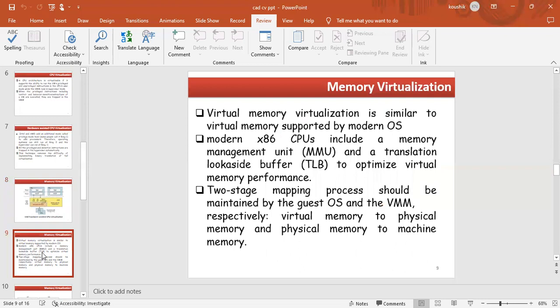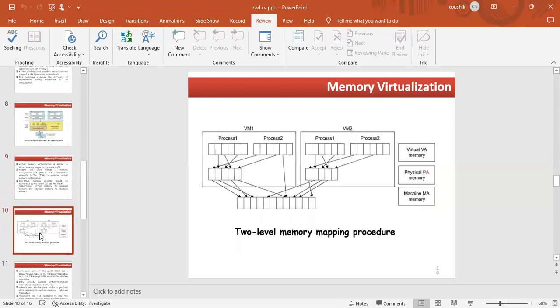So coming to memory virtualization. Virtual memory virtualization is similar to virtual memory supported by modern OS. Modern x86 CPUs include a memory management unit and a translation look-aside buffer to optimize virtual memory performance. A two-stage mapping process should be maintained by the guest OS and VMM, respectively: virtual memory to physical memory and physical memory to machine memory. So this is the two-level memory mapping procedure.